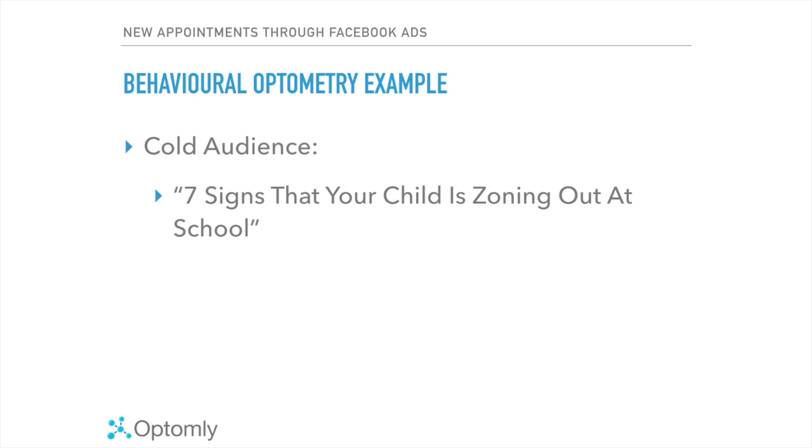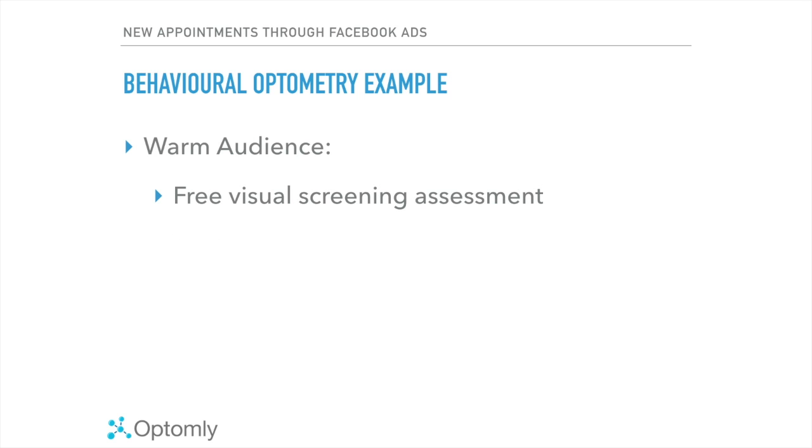How easily can you post some information on your website? If you're using WordPress, one of the most common platforms on the internet, it's easy. If you're a behavioural optometrist, you might post an article about 7 signs that your child is zoning out at school. On the web page with the article, you can then put a little bit of code on to track how many people click onto the article. And basically this little piece of code flags to Facebook that someone has read the article.